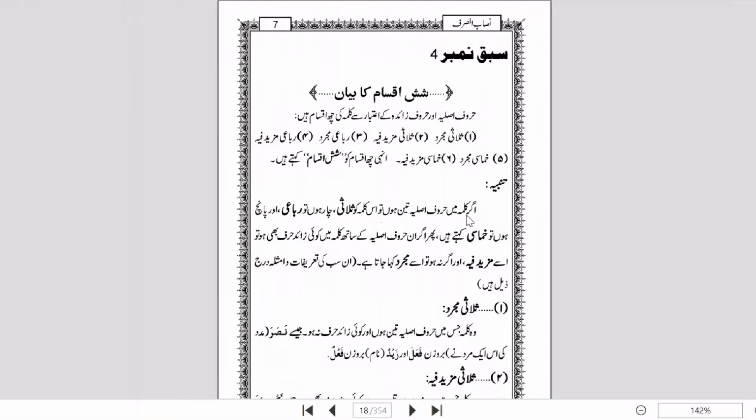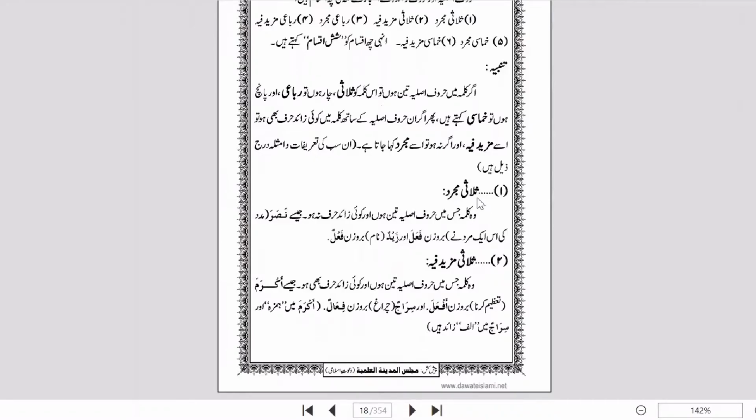If a word has 3 huruf asliya, it is known as Sulasi. If it has 4, it is known as Rubaai. And if it has 5, it is known as Khumaasi. And if there is an additional letter in it, it is called Mazid Fi. And if it has no additional letter, then it is known as Mujarrad. The details will be as follows.